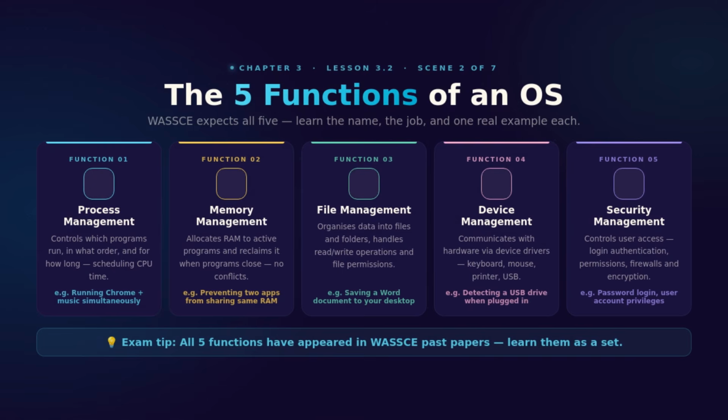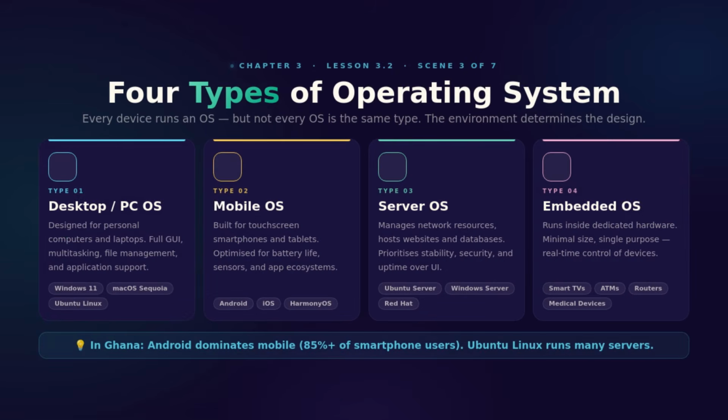Security management controls access through logins, permissions, and firewalls. 5 functions. Say them with me: process, memory, file, device, security. Learn them as a set, not individually. Not every OS is built the same way. The environment determines the design.